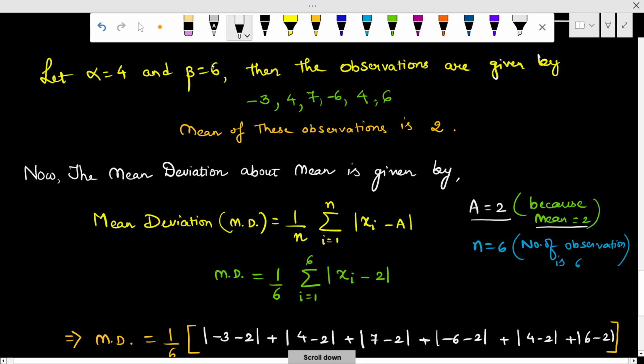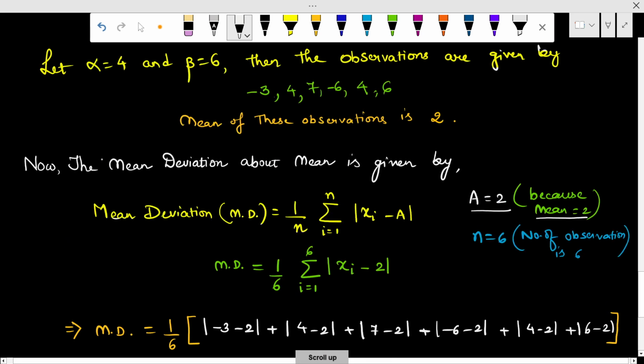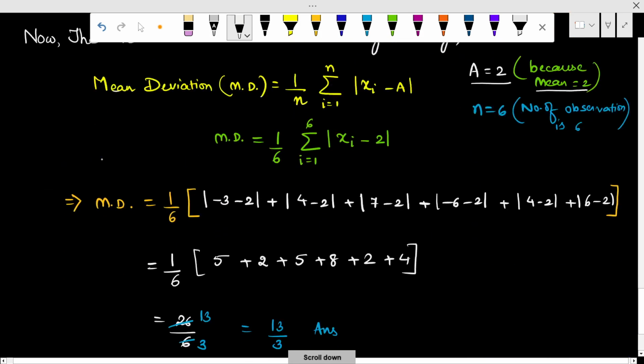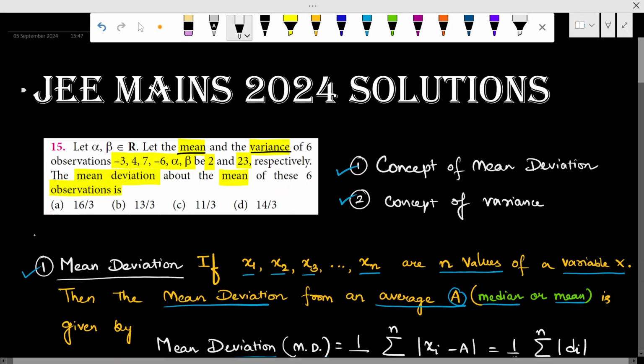Next we have mod of xi minus 2, means minus 3 minus 2 plus 4 minus 2, means from each of these terms we have to subtract 2, right? And then take the mod. Finally we find out that the value of the mean deviation is 26 by 6, which is 13 by 3, which is our option B. So our correct answer for this is option B.